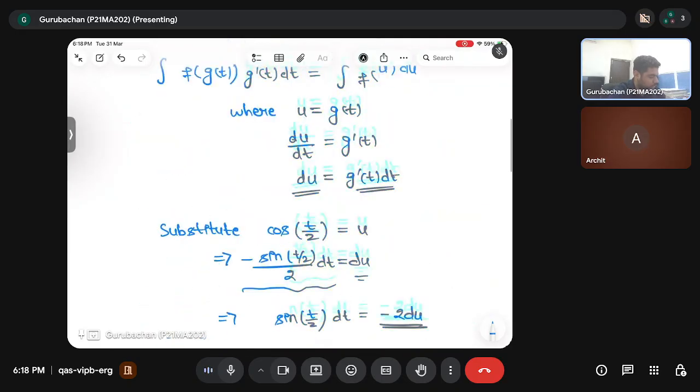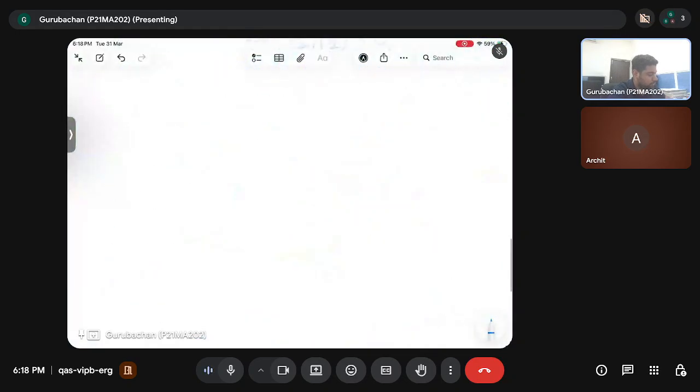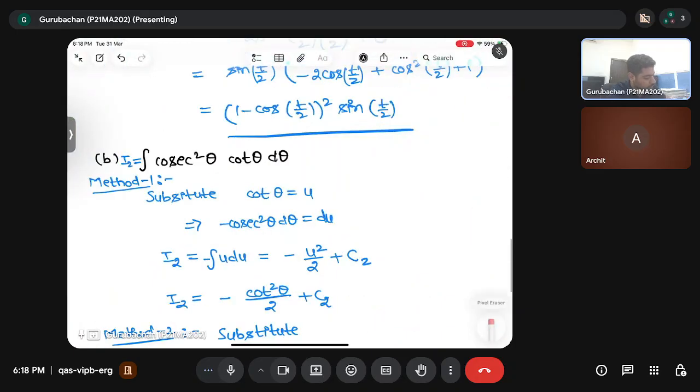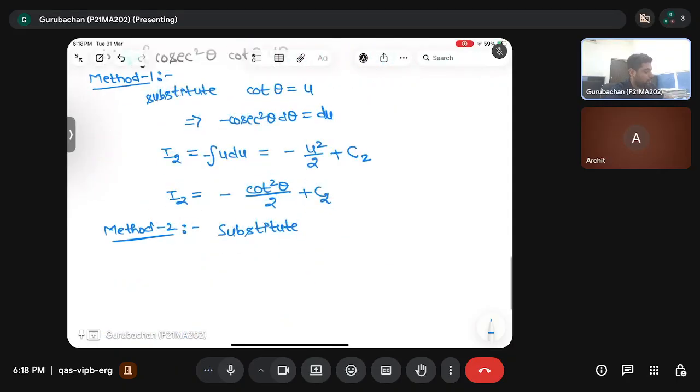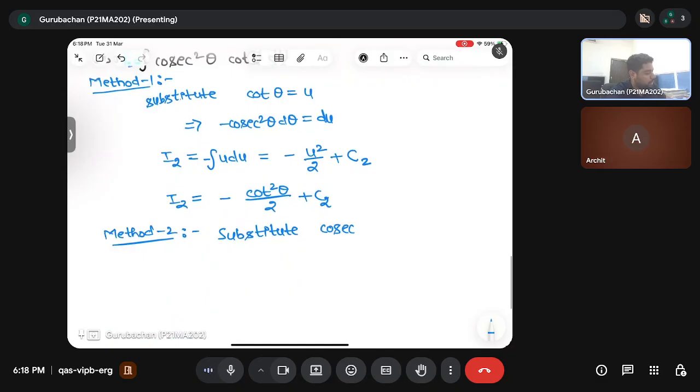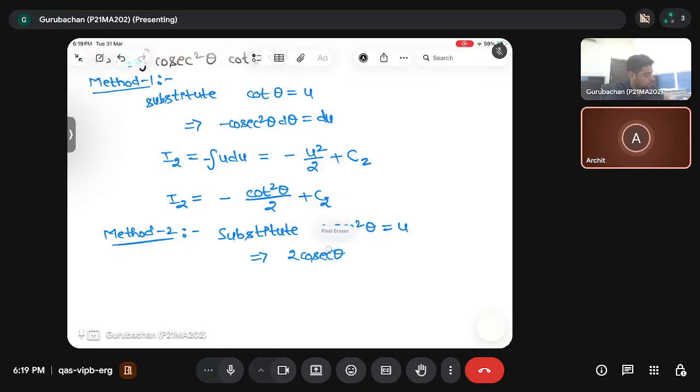Okay, did I make a typo here? If you substitute cosec square theta equal to u, then what will you get? Sir, 2 cosec theta into minus cosec theta cot theta. So it will be like this. Minus 2 cosec square theta cot theta.